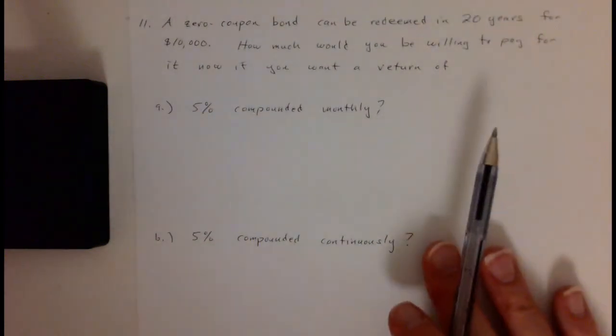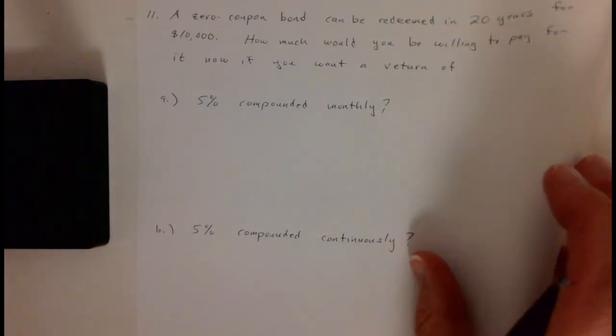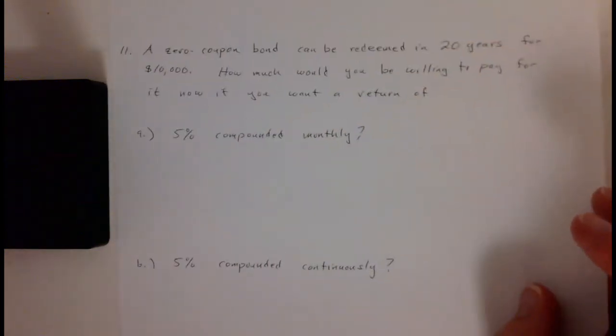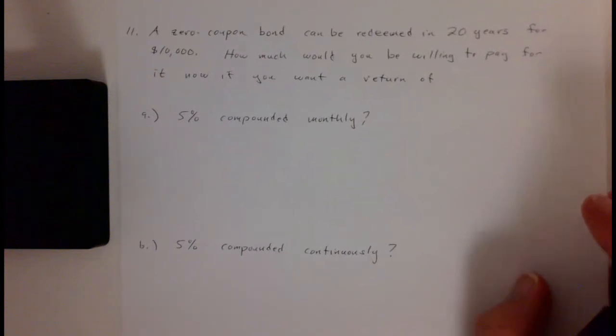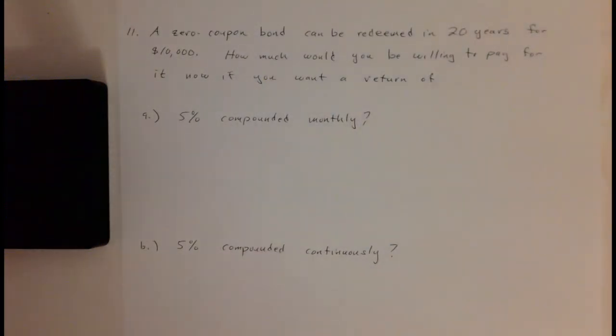Last one is the zero coupon bond. Okay, a bond is something you buy. You buy now at a certain price, and then you're guaranteed a certain amount after a certain number of years. In this case, a zero coupon bond can be redeemed in 20 years for $10,000. How much would you be willing to pay for it if you want a return of 5% compounded monthly and then 5% compounded continuously?